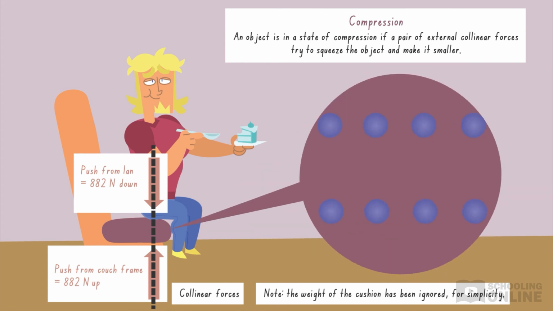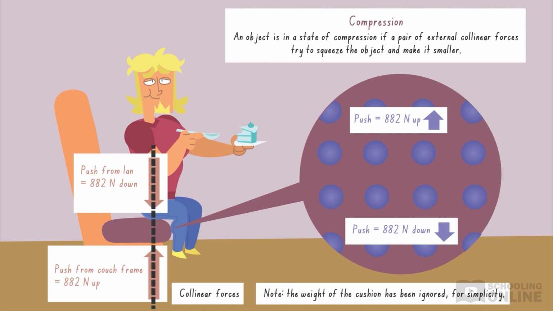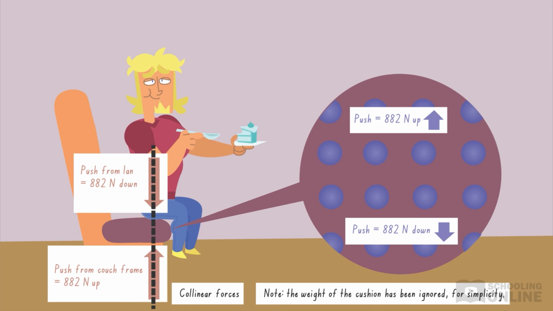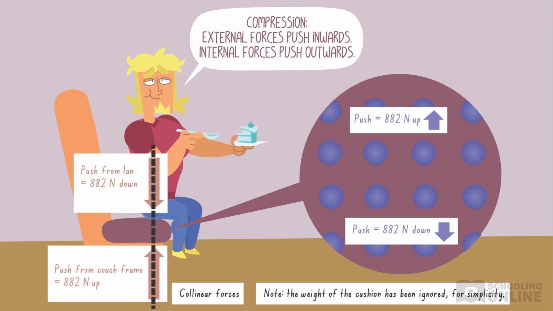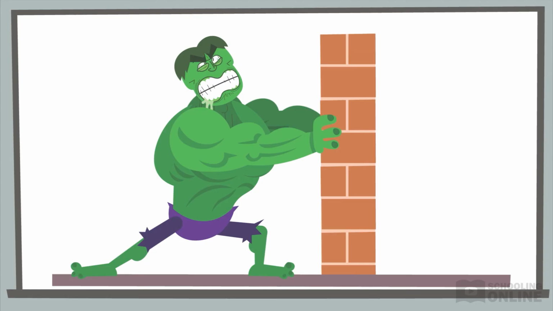On a smaller scale, atoms inside the couch are squeezed together. This is counteracted by an outwards push, which prevents the atoms from running into each other. To summarise, compression occurs when external forces point inwards and try to squeeze an object, while the internal forces point outwards and counteract the external forces.